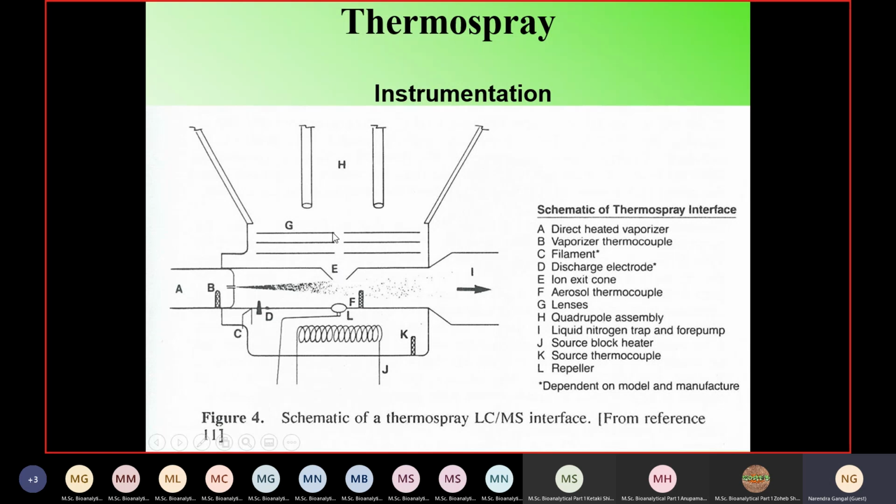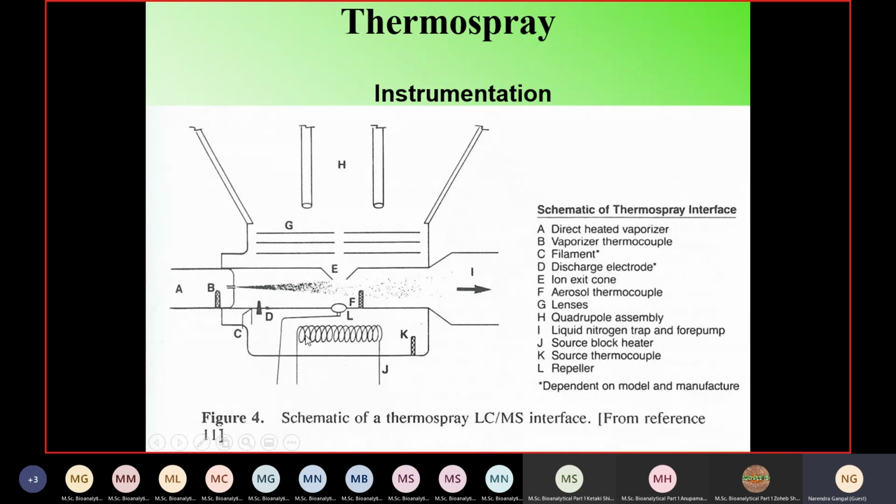Then again here I want to accelerate, so it will be negative. The first lens will be negative, the second lens will be positive, the third lens will be negative. So from this portion, the positively charged ions come and go to the mass analyzer. This H is shown as the mass analyzer portion. From this side, all the solvent molecules are going out of the system with the help of a pump system.